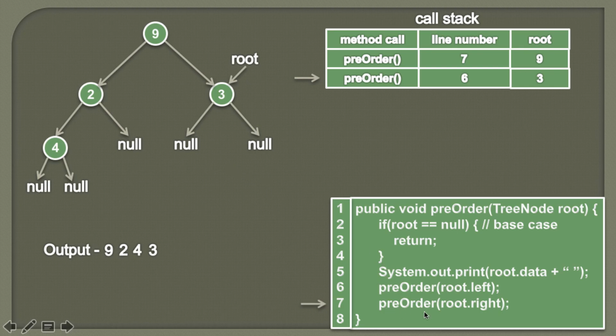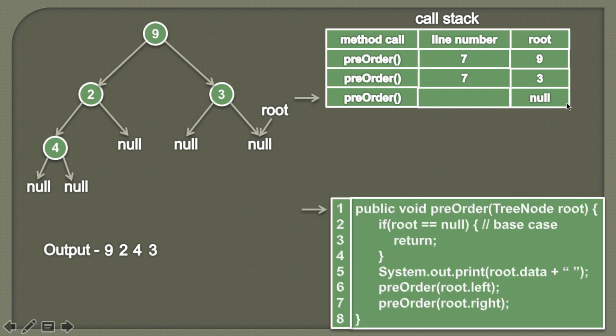So we'll again call the pre-order method, and we'll pass root's right, which is null. When we are leaving this pre-order, we'll keep track of the line number. When we call this pre-order method, we had passed root's right, which is null. So for this pre-order, now root will point to null. We also know that there will be one more method on the call stack with a root as null.